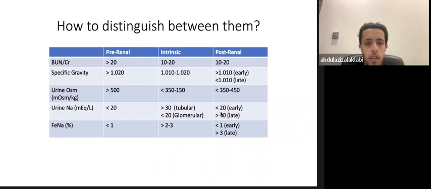And again, the urine sodium, early on, will mimic pre-renal because the tubules are still functioning and they can still reabsorb the sodium. Therefore, you're going to have a lesser amount of sodium in the urine. Later on, because of the high pressure on the tubules, you're going to have dysfunctional nephrons and decreased reabsorption of sodium. And again, the FENA, same concept. Early on, it'll be just like pre-renal. And later on, it'll be more like intrinsic.